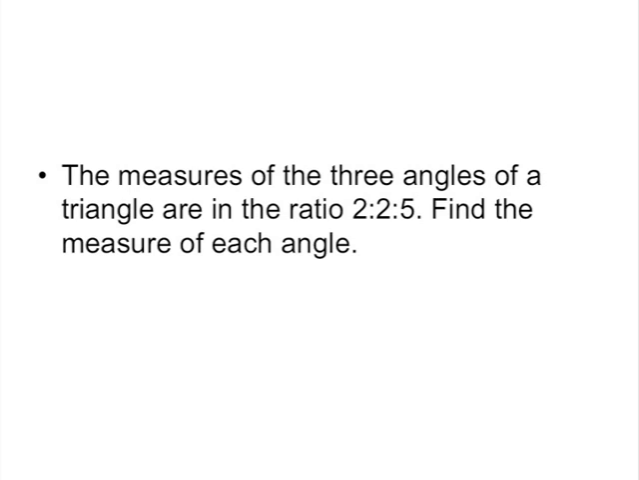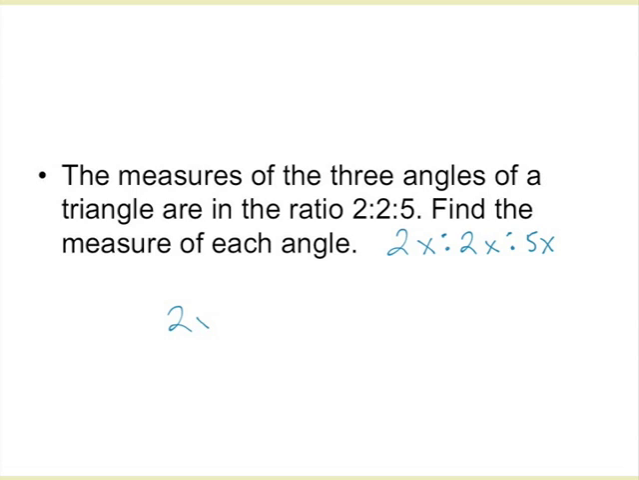So what we're going to do is say that the factor they were reduced down by is x, and that these angles are 2x, 2x, and 5x. Because that still has a ratio of 2 to 2 to 5. We could reduce out all those x's. Then we know that those three angles should add up to 180.